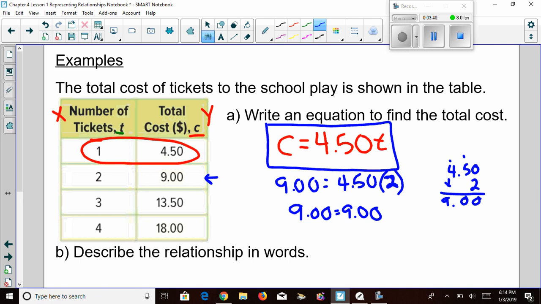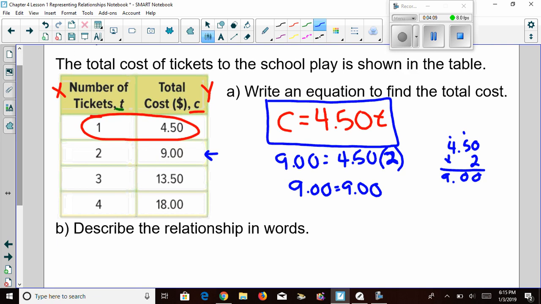Now, let's describe in words what's happening in this relationship. One of the things I want you to think about is, is our relationship increasing? Is it decreasing? So are our values going up, getting more, or are they coming down? Let's see. Well, in our relationship, as our number of tickets increase, so does our total cost. So we are going to write a complete sentence to describe that.